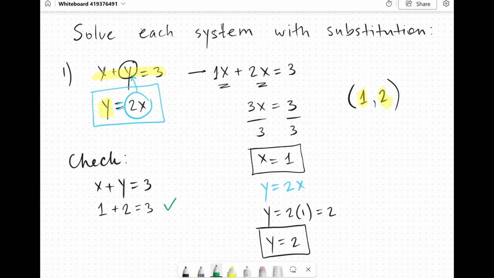We have to do the same with the second equation. The second equation was y equals 2x. Let's replace y with 2 and x with 1. So 2 equals 2 times 1. That is also true. So that also checks, which means your answer is in fact 1, 2.